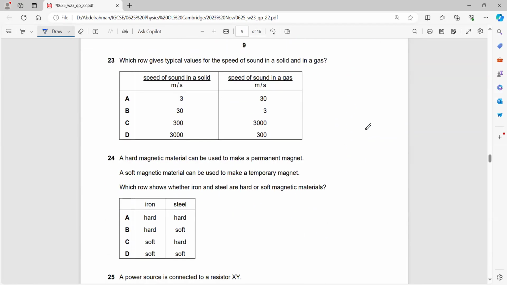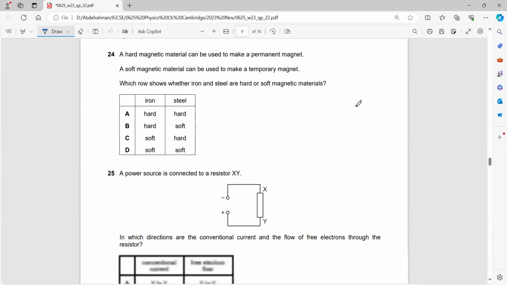Which row gives typical values for the speed of sound in solid and gas? Yes, D. Solid would be around 3,000, and gas around 300. Hard magnetic material. Which row shows whether iron and steel are hard or soft materials? We know that iron is soft and steel is hard. Very simple.